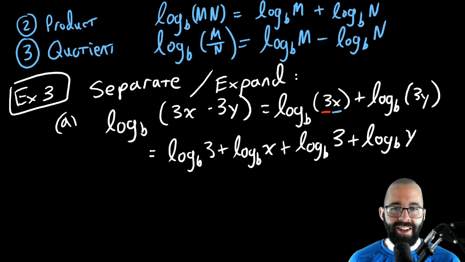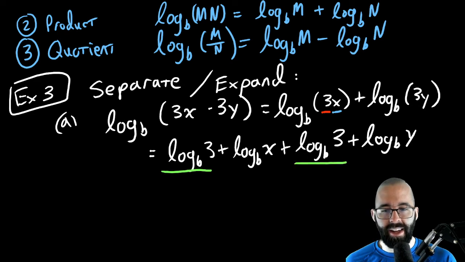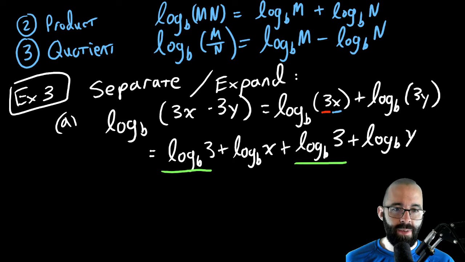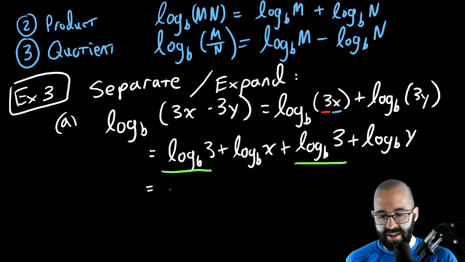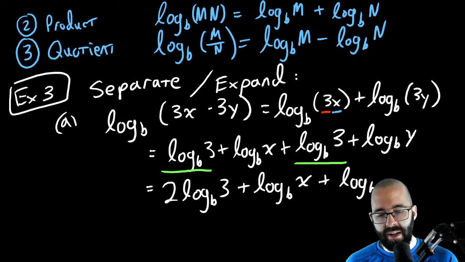There's one more thing we can do though. Combine like terms. We have a log base b of 3 and another log base b of 3. Add them together. Now we've got 2 of them. So we have 2 log base b of 3 plus the log base b of x plus the log base b of y.